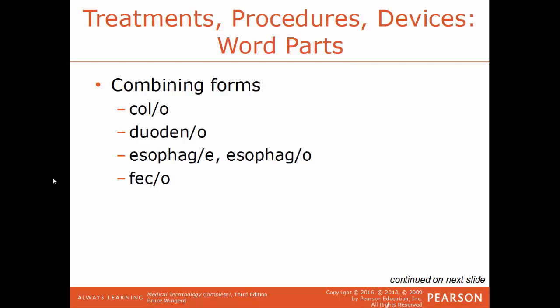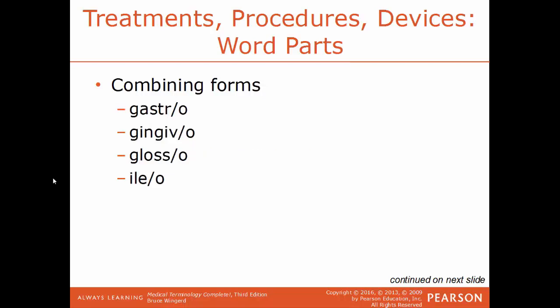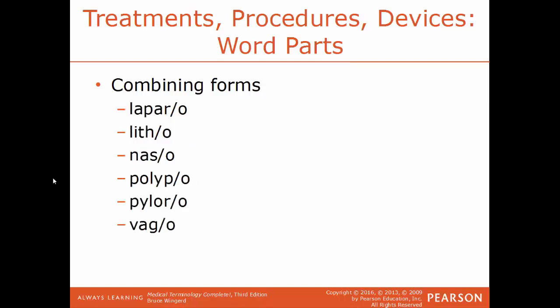Esophago is a reference to the esophagus. And feco is a reference to feces. Gastro is a reference to the stomach. Gingivo is a reference to the gums. Glosso is a reference to the tongue. And ilio is a reference to the ileum, the very last part of the small intestine. Laparo is a reference to the abdomen or the abdominal wall. Litho is a reference to stone. Naso is a reference to the nose. Polypo is a reference to having polyps. Pyloro is a reference to the pylorus or the pyloric sphincter. And vago is a reference to the vagus nerve.